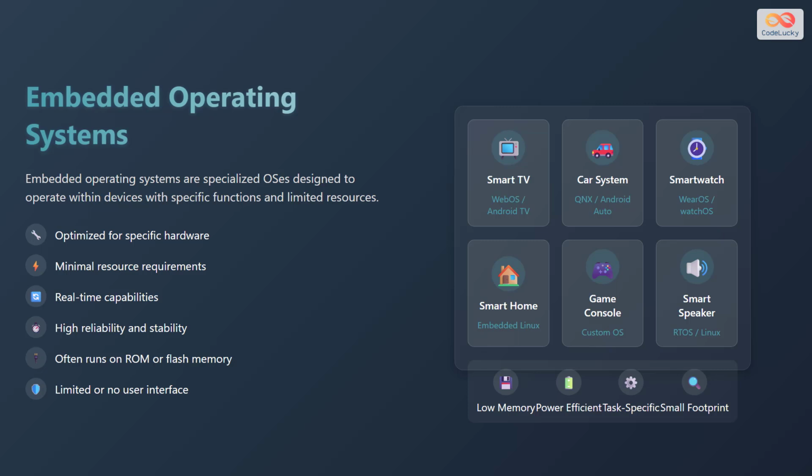Often, embedded operating systems run on read-only memory, ROM, or flash memory, which are non-volatile storage solutions that retain data even when power is turned off. Many embedded systems have limited or no user interface, as they are designed to perform specific tasks automatically.